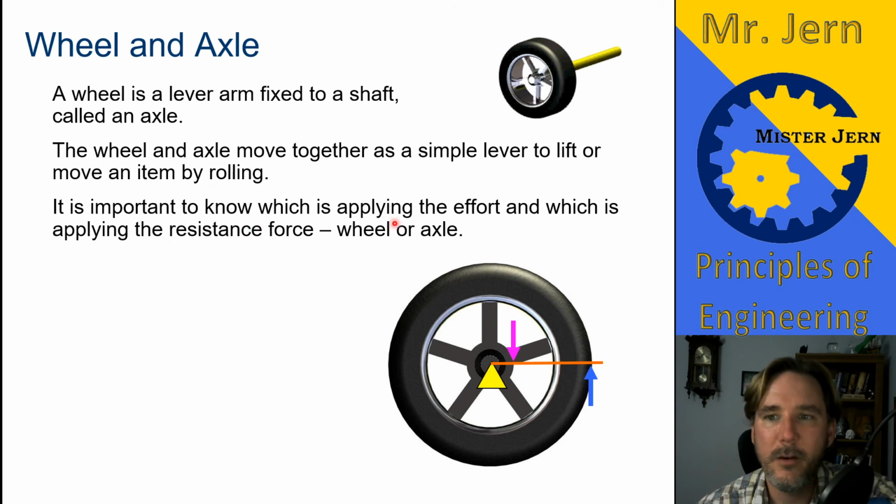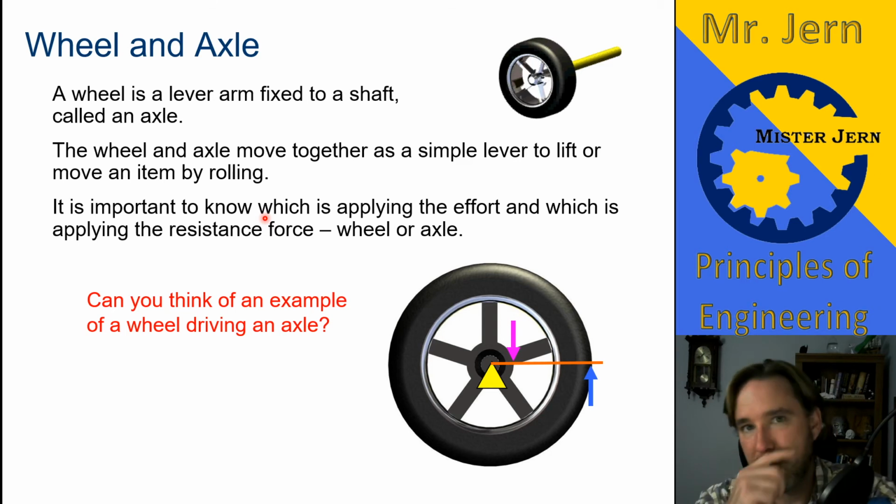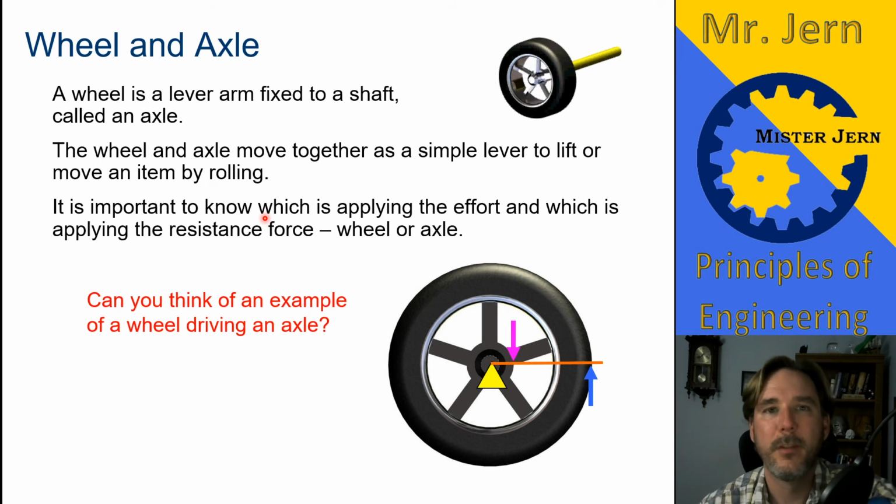So now the important thing to know is which one is applying the effort and which one is applying the resistance. In the case of a wheel like this, usually when you're accelerating or positively accelerating, speeding up, the axle is applying the force to the wheel, okay? There are other ways where it's the reverse. In fact, that's kind of a question: can you think of an example of a wheel driving an axle, where you actually turn the bigger part to make the smaller part turn?